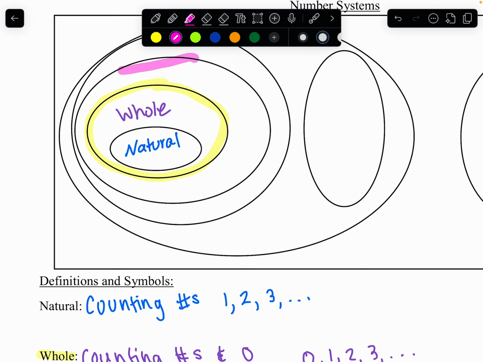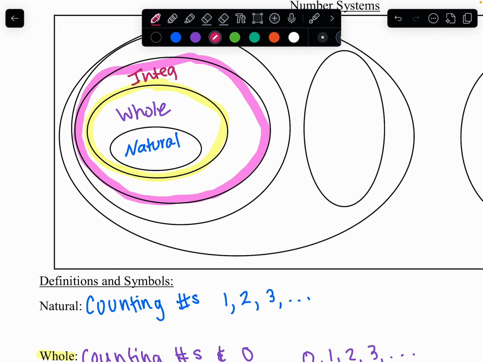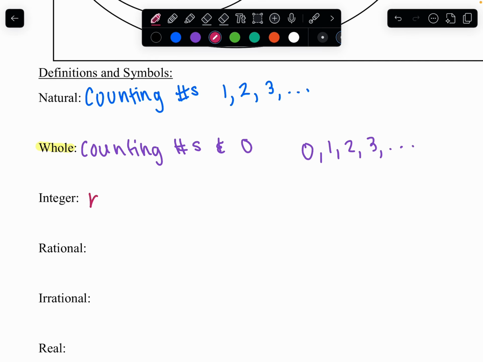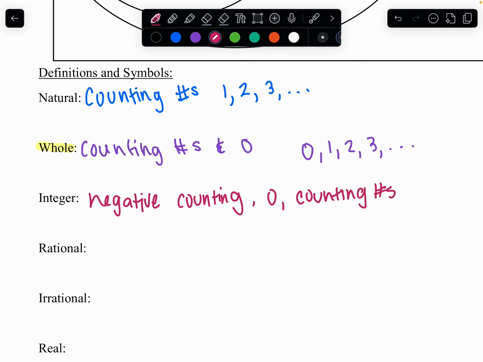Then using all of that, we're going to add a new set of numbers to it, and we have our integers. That's all of your negative counting numbers, 0, and your counting numbers. And so that is going to be like ..., -3, -2, -1, 0, 1, 2, 3, and so on.